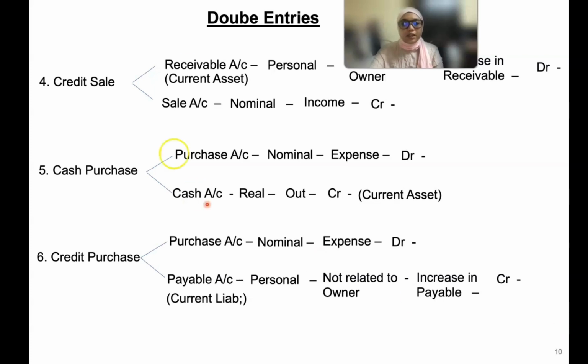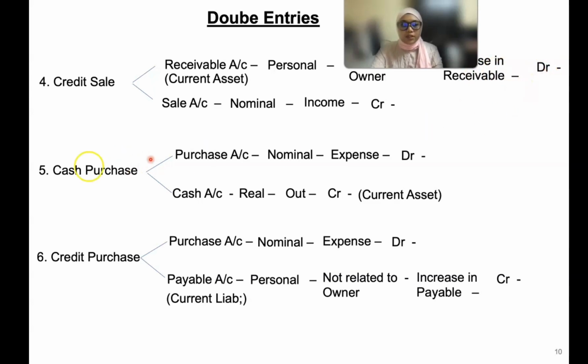Okay, if I give a summary for this sheet, if it is credit sale, we will open sale account and receivable account. Sale account, nominal, income, credit. We need to get something from our customer, right? Because of this sale, but the customer will pay us later. So that's what we call receivable account. Receivable account is personal. It is not related to owner. Because of credit sale, we have an increase in receivable. So we will record it in debit side.